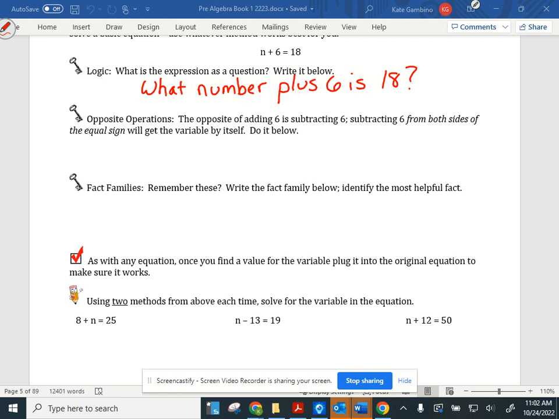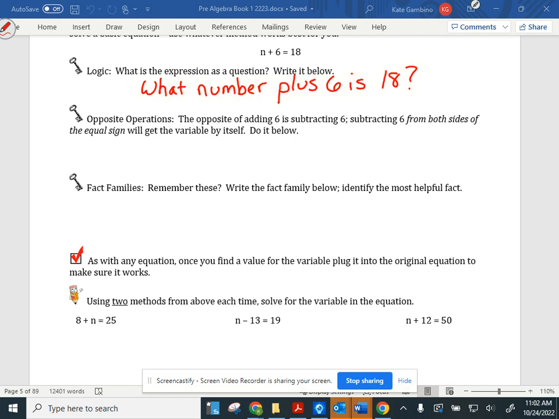And a lot of times with these simpler equations, I find myself doing that. What number plus 6 equals 18? So putting that equation into a question. And then figuring out what number plus the 6. So 6 plus what equals 18?